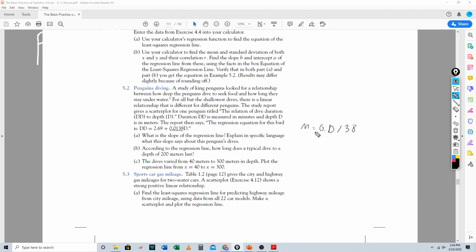So now, what does slope mean? All right, what it means is for every unit change, now in this case units would be meters, so every 1 meter change in depth, the average change, you have to use that word average change in dive duration is 0.0138, and it's in what, minutes?